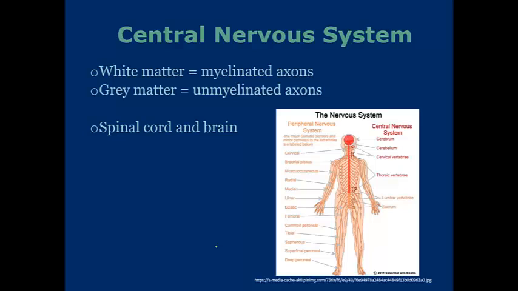The first division of two is the central nervous system. It's comprised of white and gray matter. White matter being myelinated and gray matter being unmyelinated. As you remember from earlier in the lecture, myelinated axons are going to trigger signals faster. So, of the two, white matter is going to travel faster. This central nervous system is comprised of the spinal cord and the brain, basically going from your head all the way down. To the bottom right is a picture of what is comprised in the central nervous system.